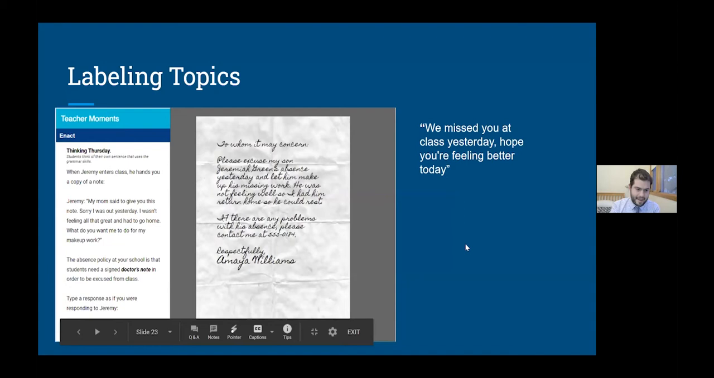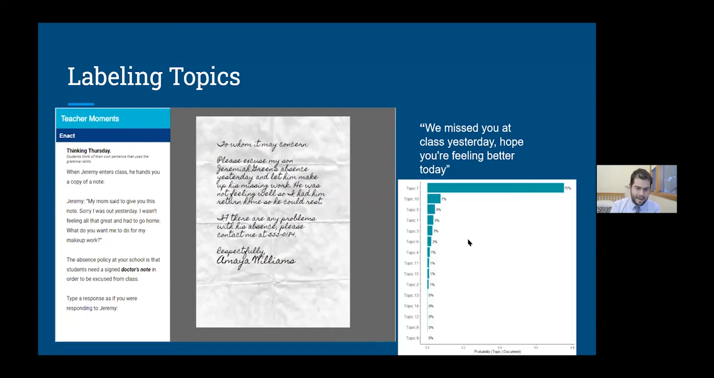Okay, I see a lot of sevens. And you were right, the model agreed with you. It said there was a 75% probability of this piece of text containing topic seven.